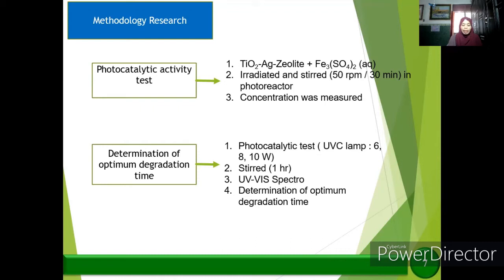Furthermore, the solution was analyzed with a UV spectrophotometer to measure its absorbance and determine the concentration and degradation produced, to determine the most optimal composition for degradation using TiO2, silver, and zeolite.